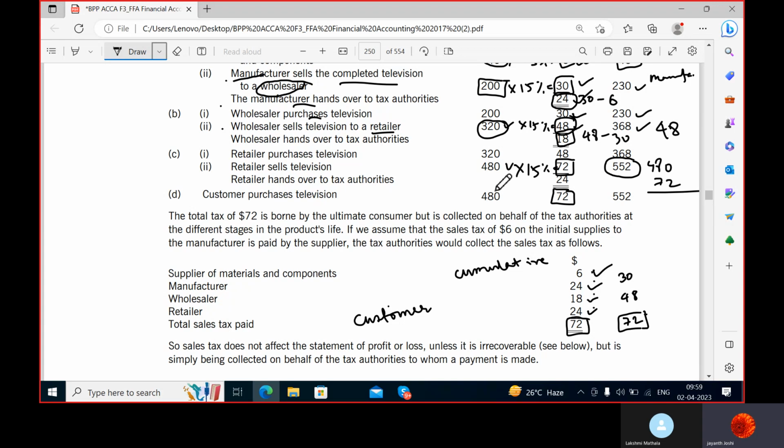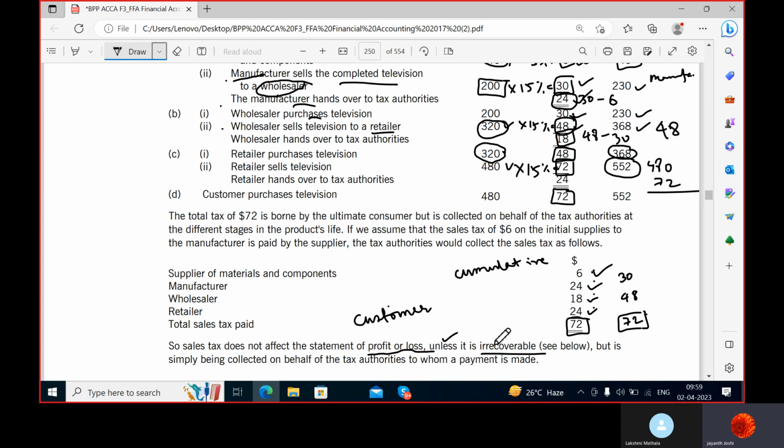Okay, so sales tax does not affect the statement of profit and loss. Why? Because when we show income in the statement of profit and loss, suppose we are preparing the statement for the retailer, the retailer will show his sales as 320, not as 368. Why? Because $48 is not his income. That is to be handed over by him to the tax authorities. Okay. So that's the reason this sales tax is not going to have any impact upon the statement of profit and loss.